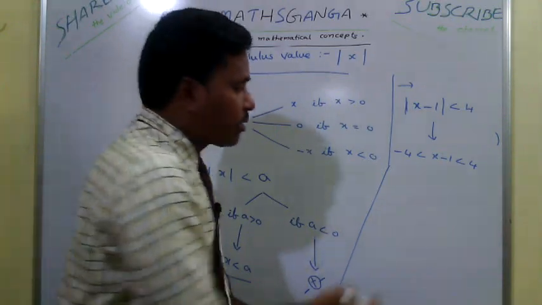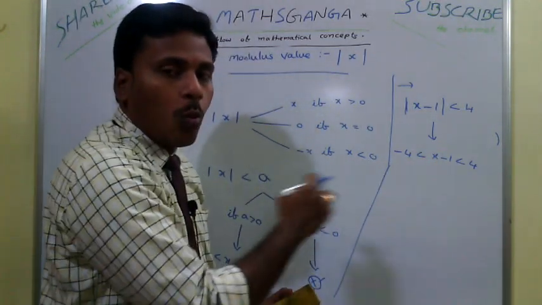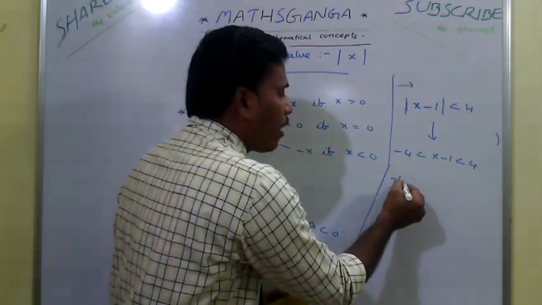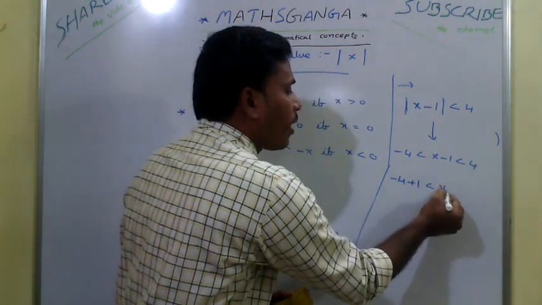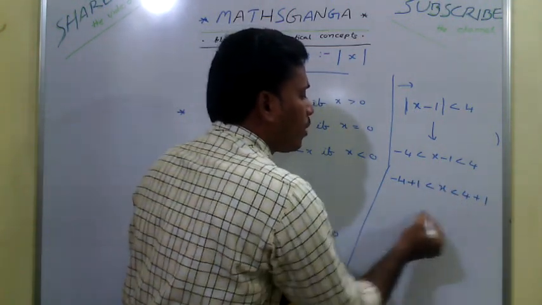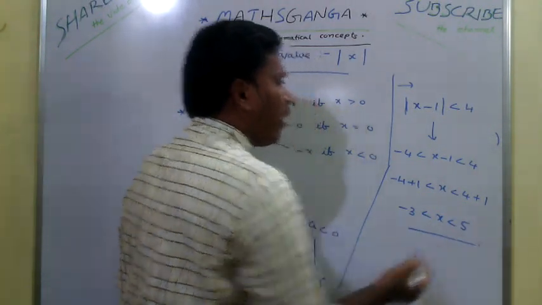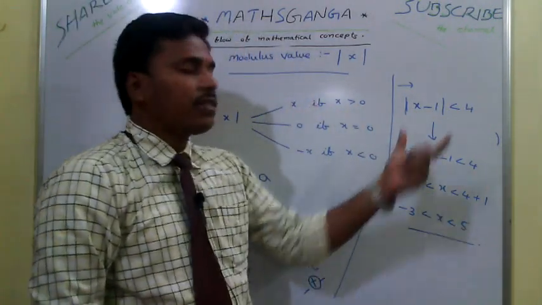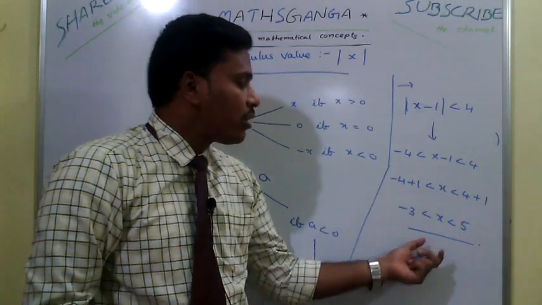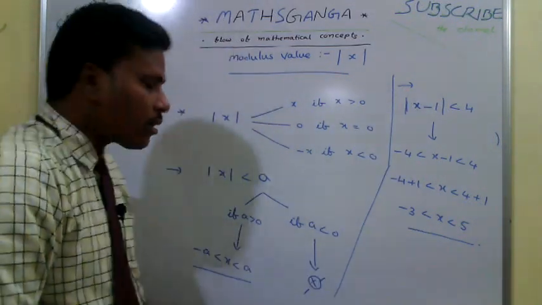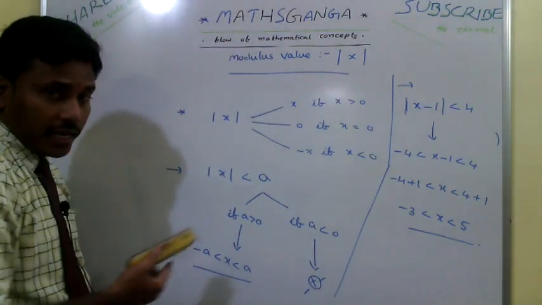To get the value of x, just add 1 to all three sides. So it will become minus 4 plus 1 less than x less than 4 plus 1, and the result is minus 3 less than x less than 5. If mod x minus 1 is less than 4, we solve this inequation like this. Okay, coming to the next idea.